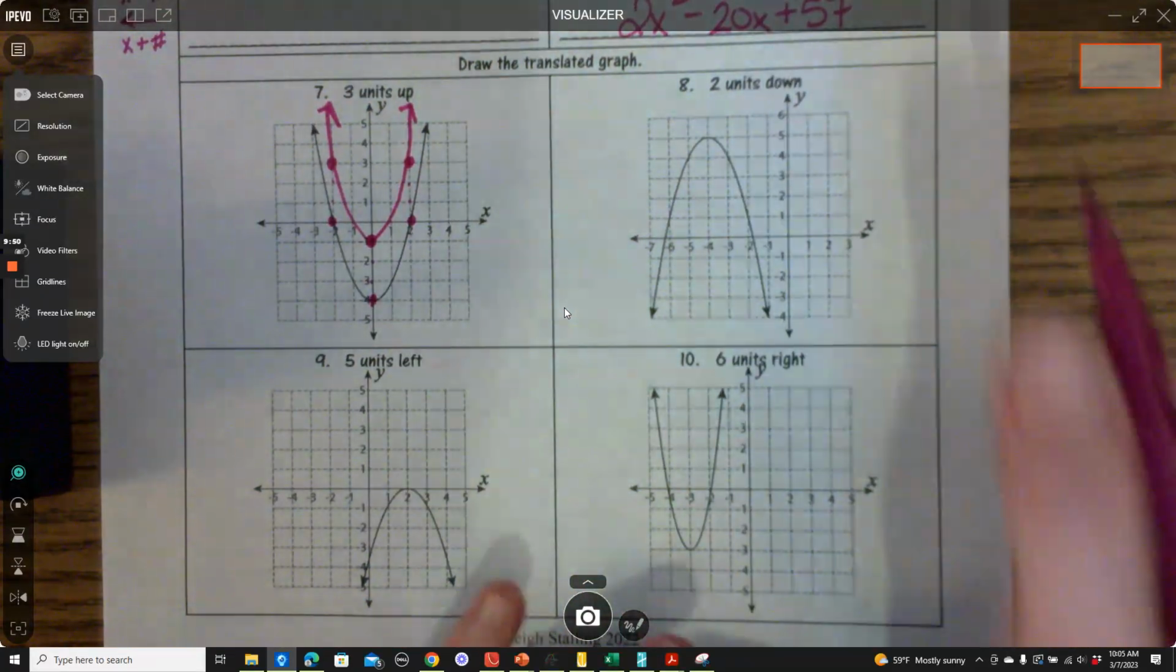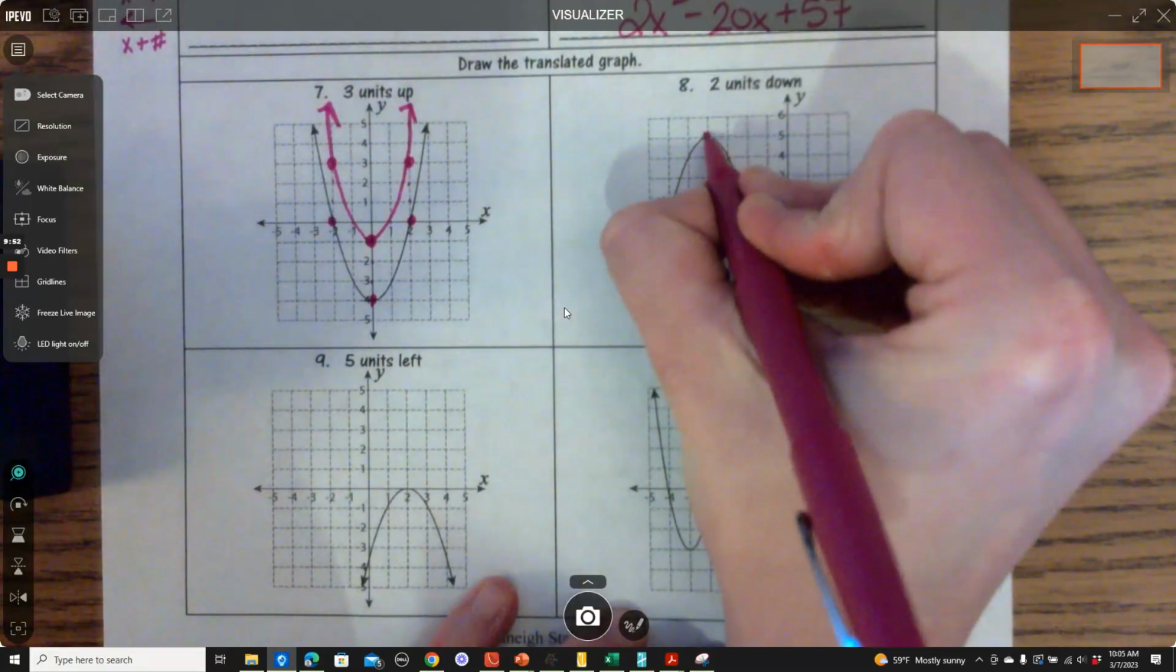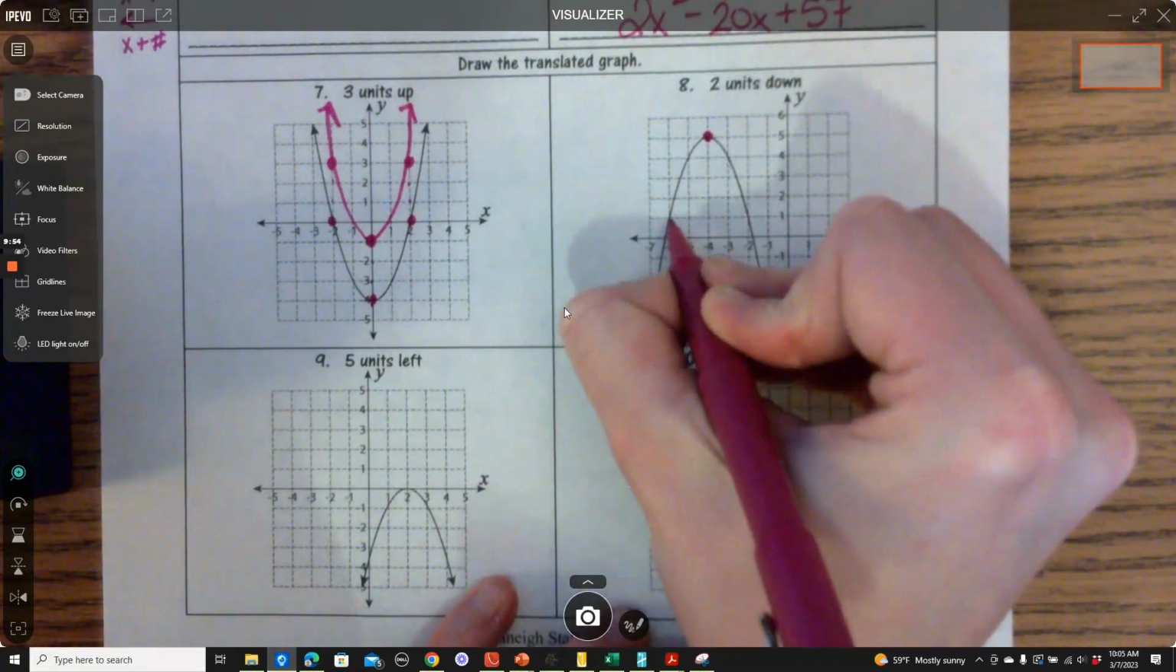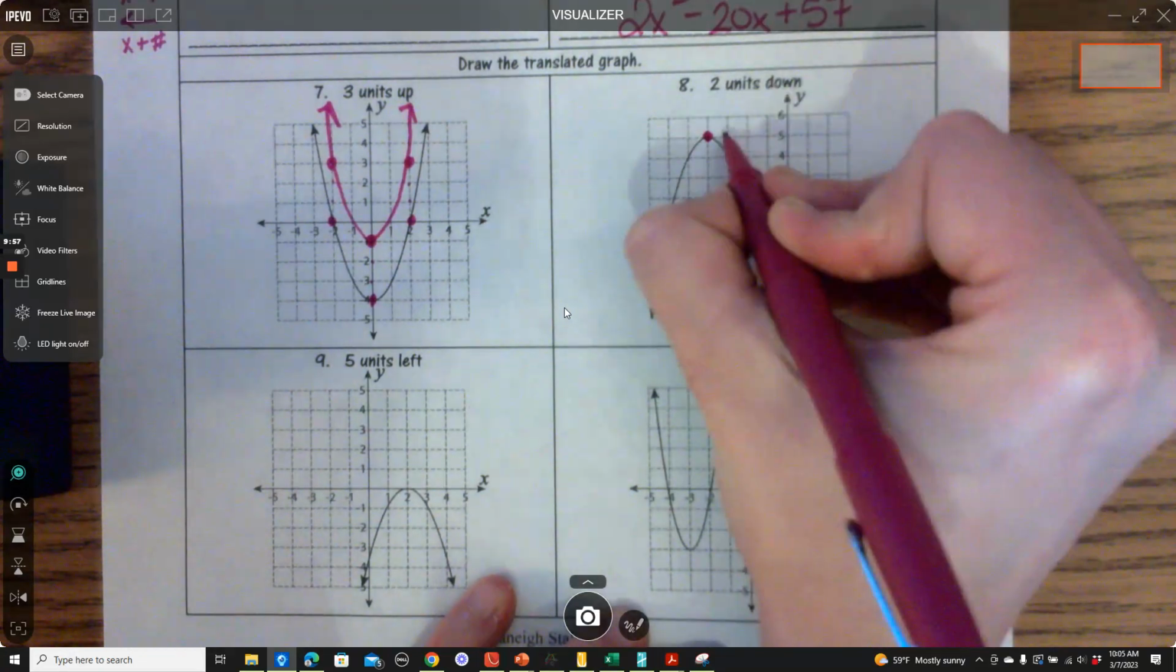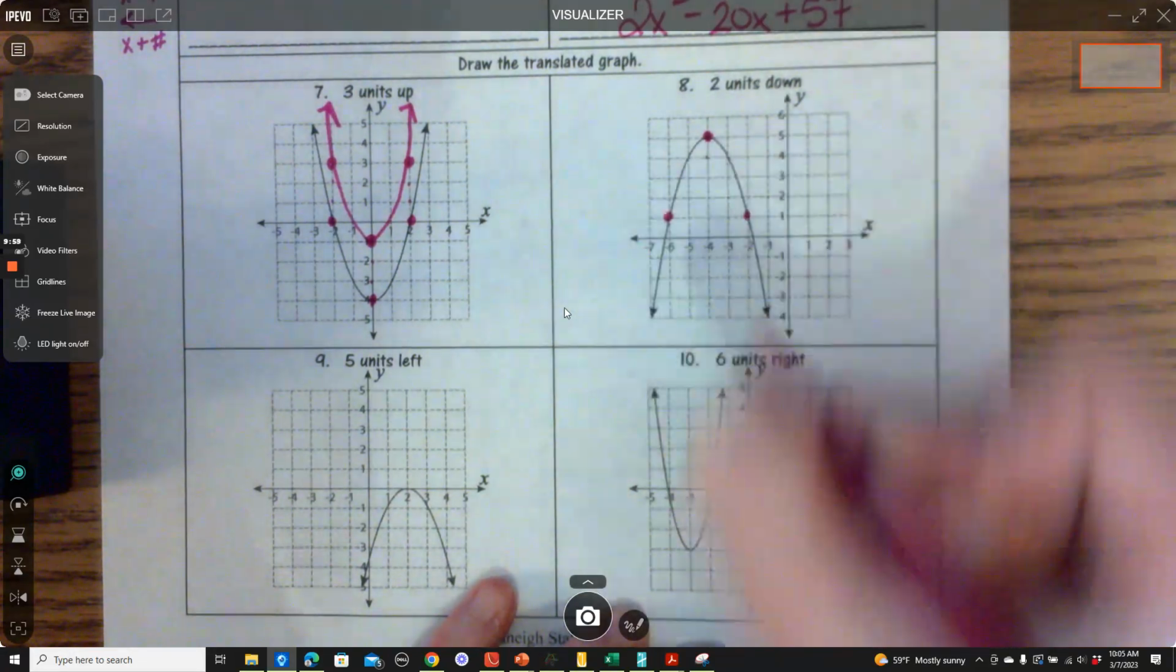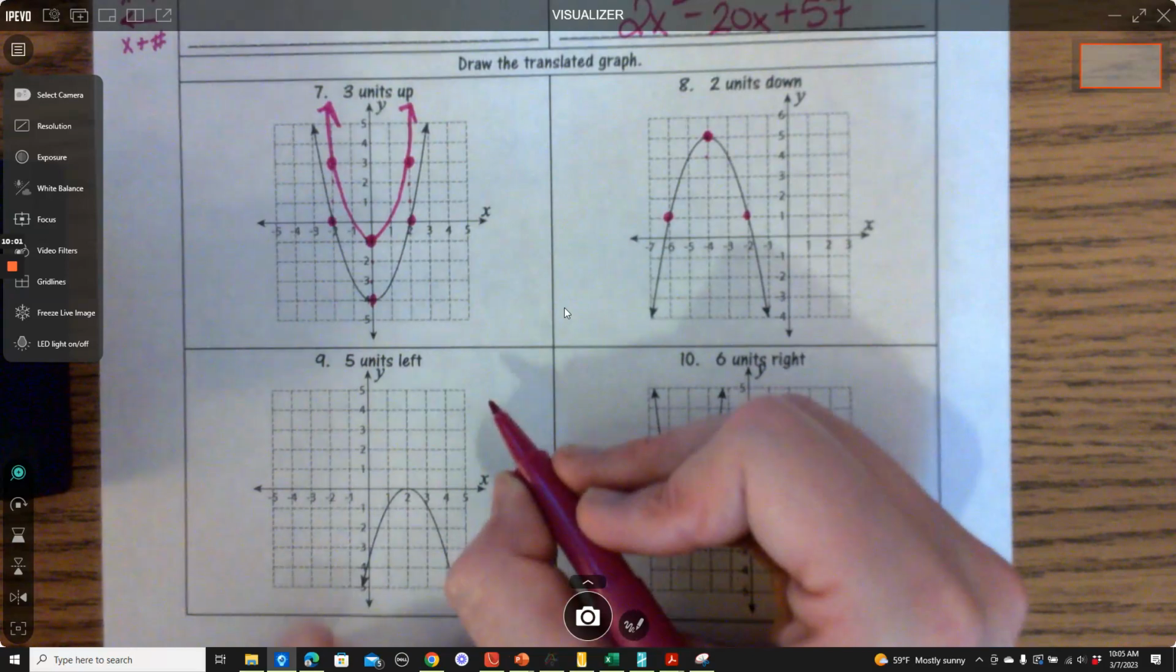So I'm going to mark the nice pretty points on the other ones for you. And then I'd use these 2 points. So this one you're going down. You're just going to move the points 2 down. Connect the dots. Here you're going left.